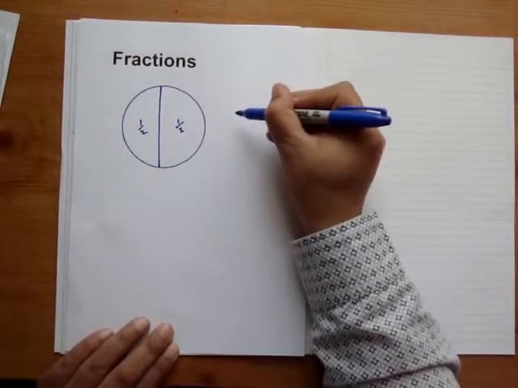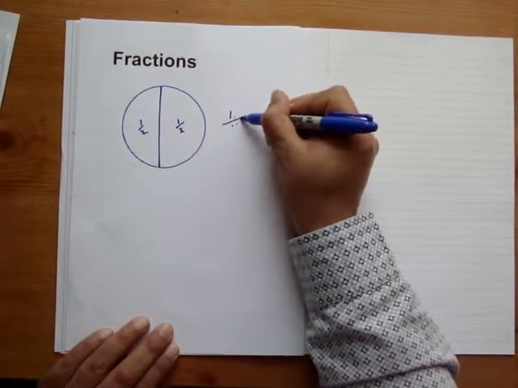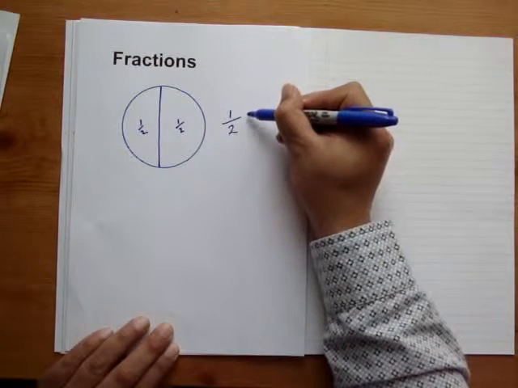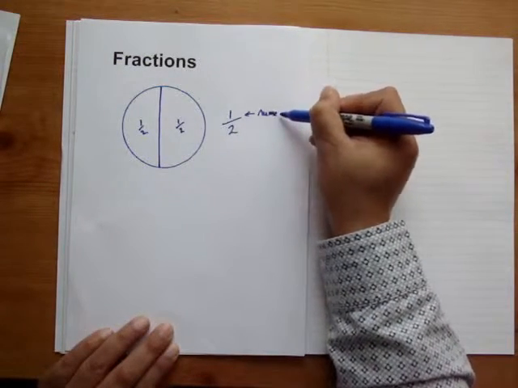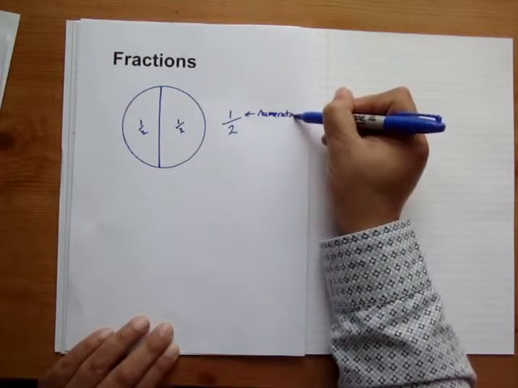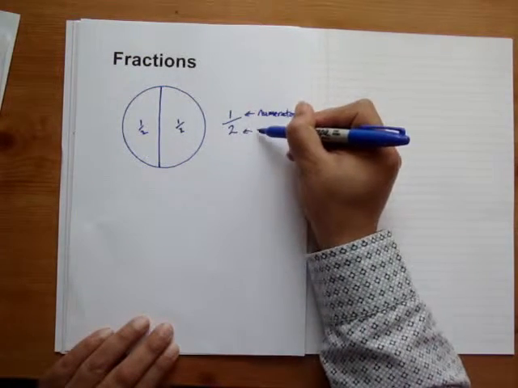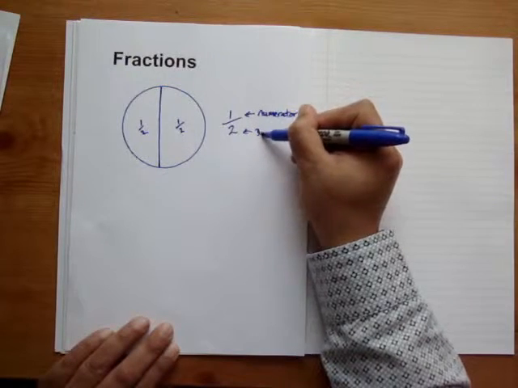The way we write fractions, a half is written 1 over 2, the top being the numerator and the bottom is called the denominator.